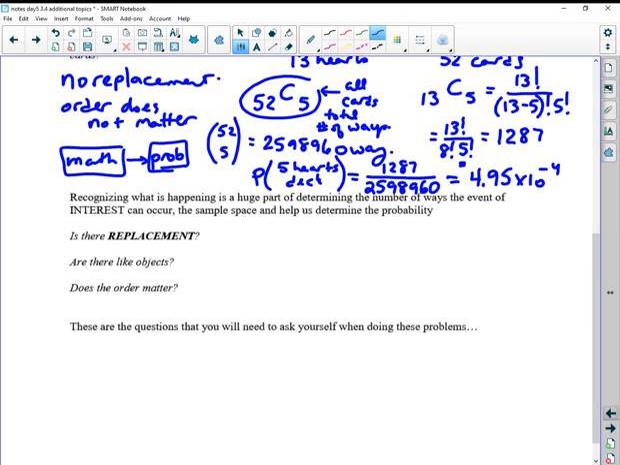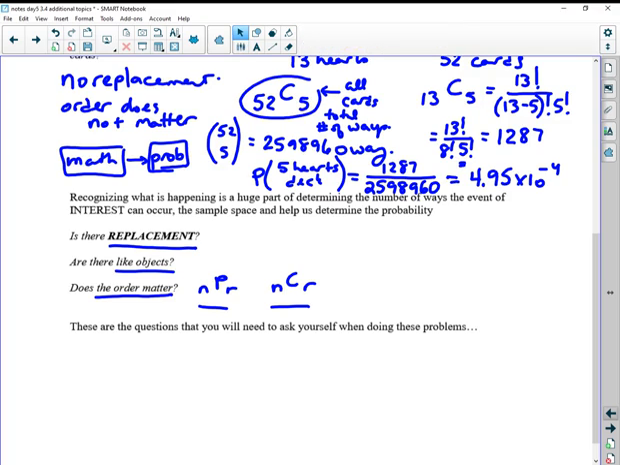So when you're trying to do these problems, and I've got lots of problems here, you don't really have to watch all of them, but definitely look through some of them, see how many you can do. We have to be asking ourselves if there's replacement, if there's like objects, does the order matter? Because that's going to help us decide if we have a permutation situation or a combination situation. And so those are the questions you need to ask yourself when you're doing these problems on the next pages.